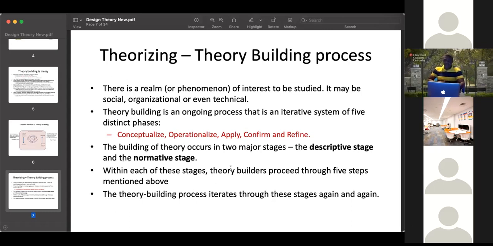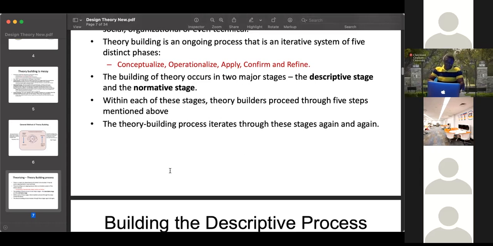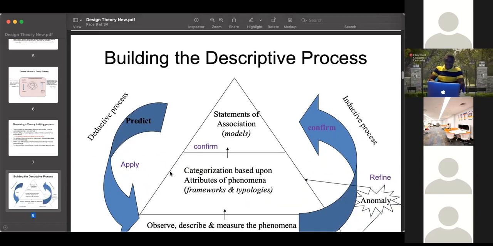So you go through major stages. In the descriptive stage, you are simply analyzing the relationships. The normative stage is when the theory will start to have some level of generalization to predict with accuracy what will happen if certain conditions are met. You understand? So that's the issue here.